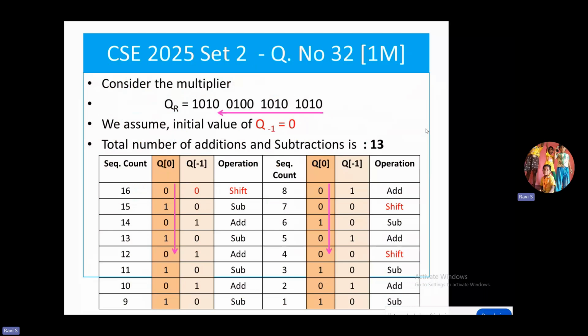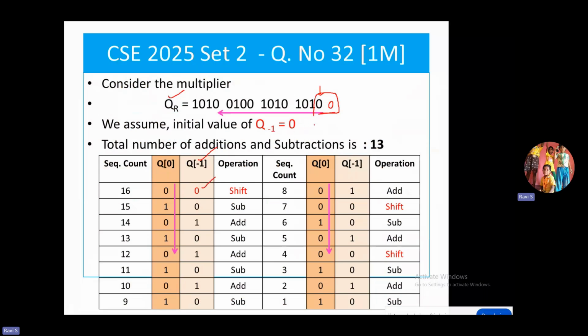Now let us come to the actual problem. In the actual problem, we are not going to perform any multiplication. We are simply going to identify how many operations we are going to perform. For that, we need only the multiplier. We need not even consider the multiplicand for performing addition or subtraction. So I have taken the multiplier here. Our current LSB bit is 0. In order to have an LSB pair, we introduce one more bit, Q minus 1, and its initial value I am taking as 0.